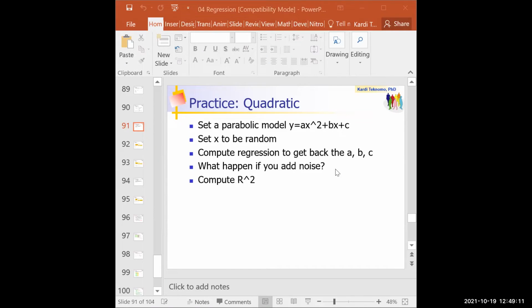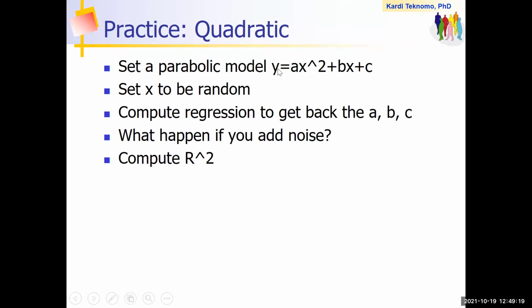So next, using the same program that you created a while ago, let us do this. You use the same parabolic model, A x squared plus bx plus c. But now x is your data, and your data will be random. You just put a random number between 1 to 10, whatever. Because you already created the program, you can create the regression values A, B, C. And then what happens if you add noise?